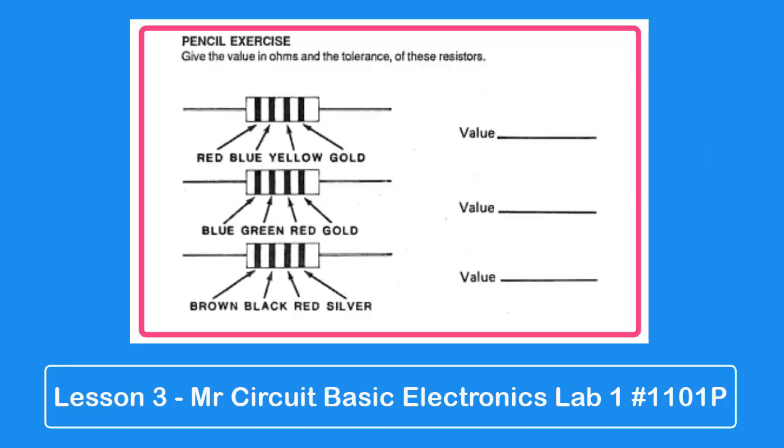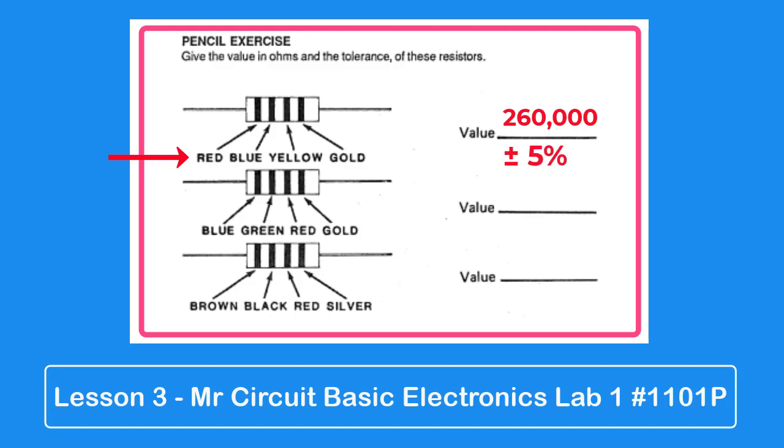All right, below this, we have a pencil exercise. Give the value in ohms and the tolerance of these three resistors. All right, the first resistor, the band on the left is red, followed by blue, followed by yellow, followed by gold. Red stands for 2, so that's the number 2. Blue stands for 6, so that's a 6. So far we have 2, 6. How many zeros? Well, it's yellow, so there are 4 zeros. So 2, 6 followed by 4 zeros is 260,000 ohms. And since it's gold, it's a plus or minus 5% resistor.